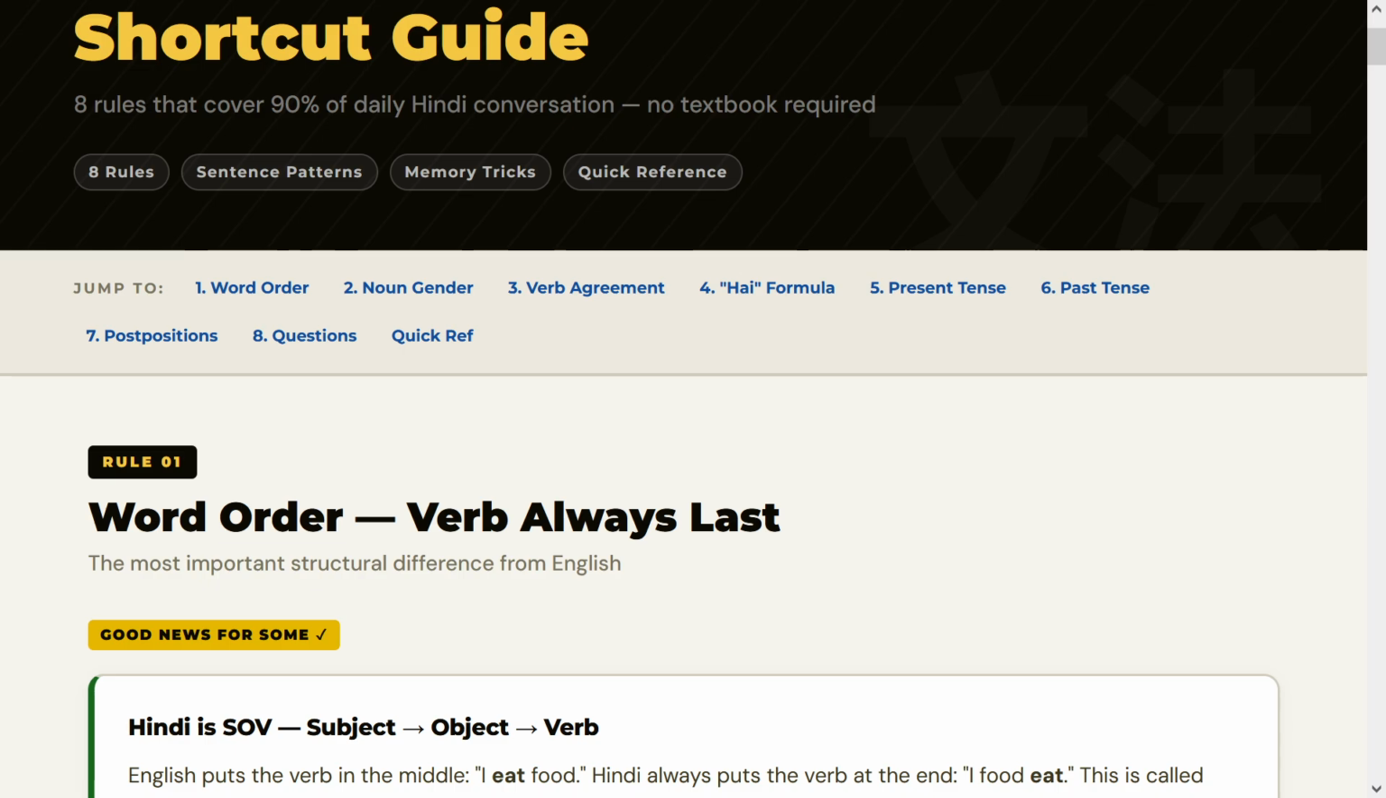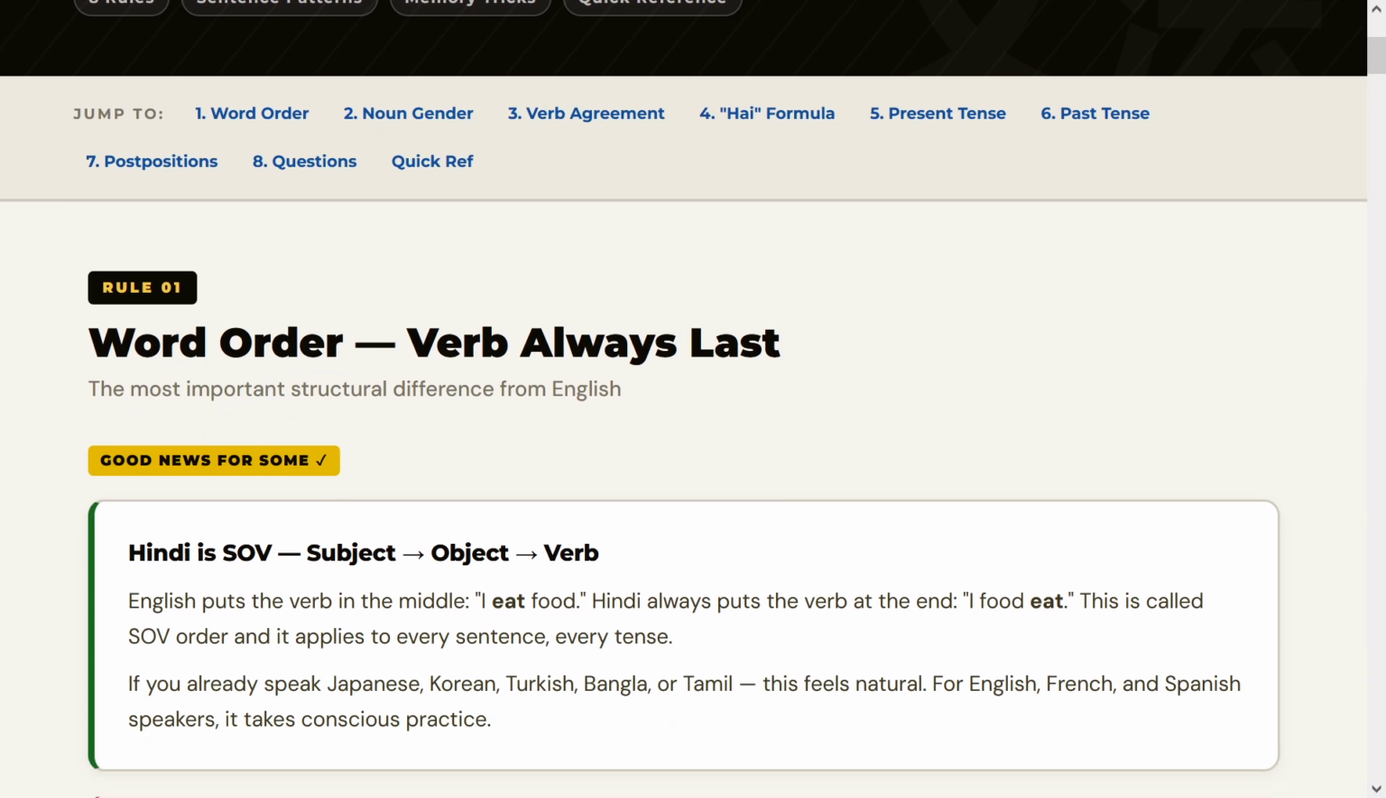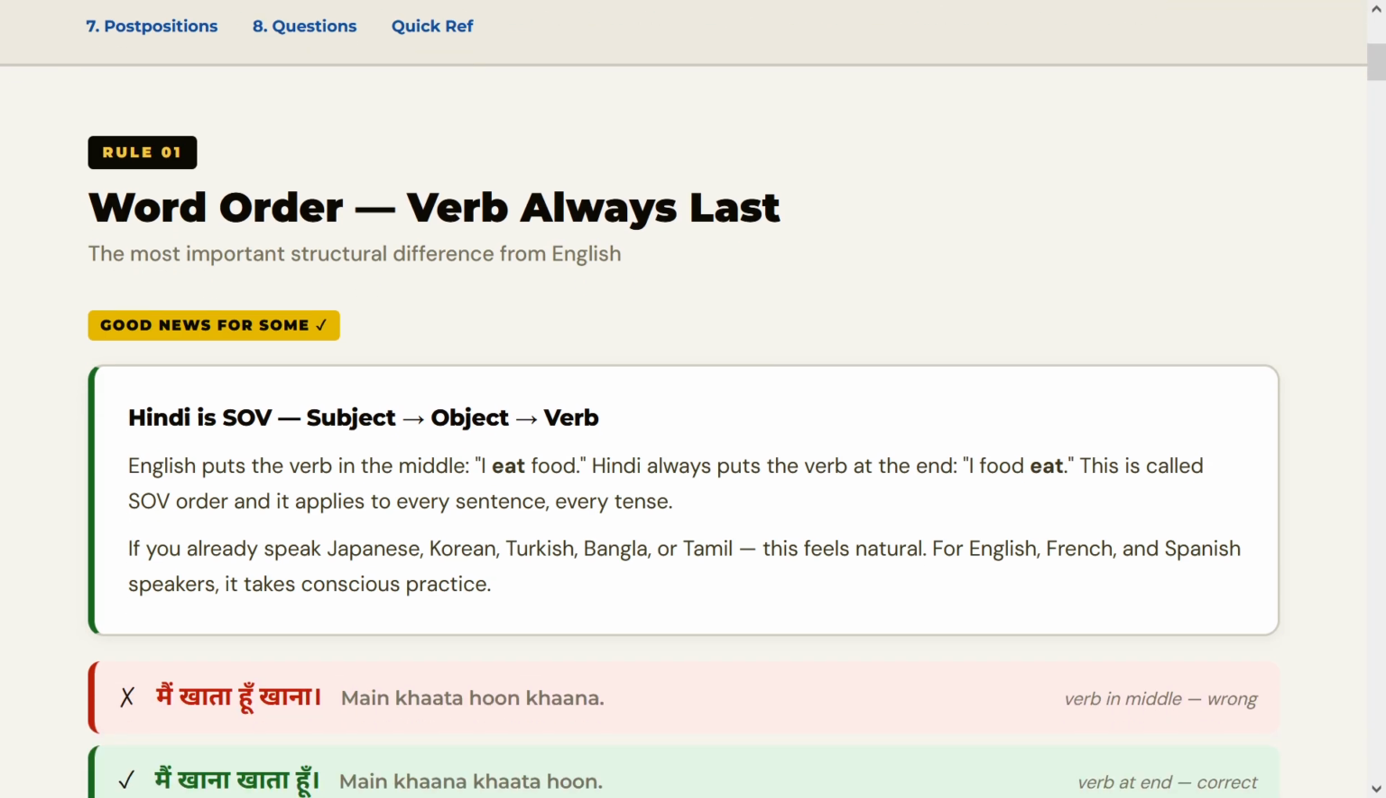What you actually need to speak functional Hindi is 8 patterns. Just 8. This is what this video is. 8 rules that together cover about 90% of what you will say and hear in daily Hindi. No textbook, no conjugation tables, just the patterns, why they work and how to use them. The reference guide is on screen. Let's go through it rule by rule.